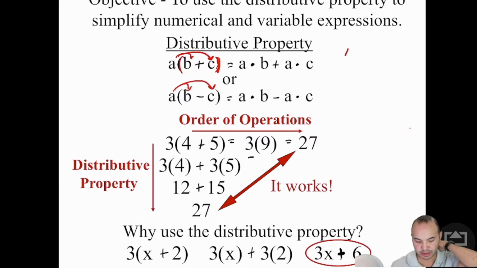If you have variables and you need to simplify them, this is a way to get the variables outside of the parentheses. So here you have 3 times x plus 2. You can get rid of the parentheses by distributing. Distribute the 3 to the x and the 2. So 3 times x is 3x, plus 3 times 2 is just 6. And this is going to help later on when we do more things with combining like terms.